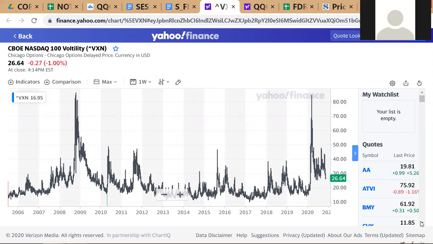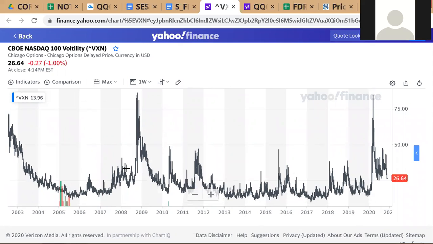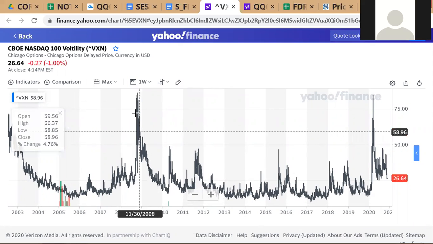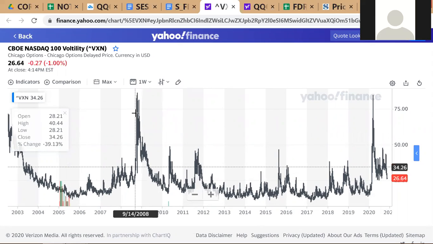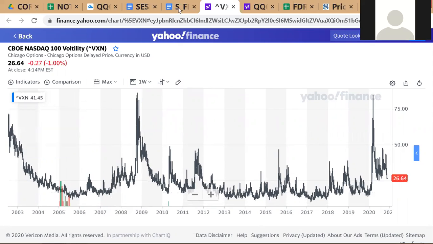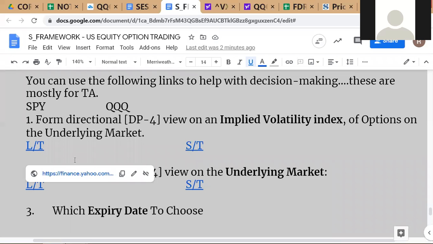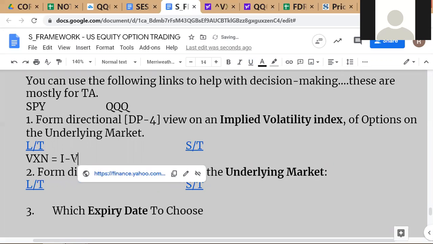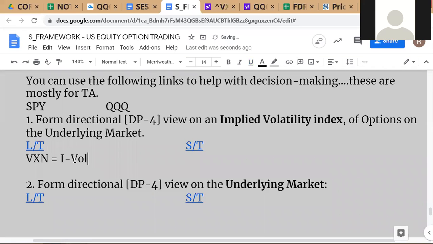sorry. Now, the VXN is actually the eyeball index for options on the NASDAQ 100. So understand this: options on the NASDAQ 100. We can write this here so that you have it. This is a little bit of your institutional, contextual knowledge. Eyeball index for options on the NASDAQ 100 index.